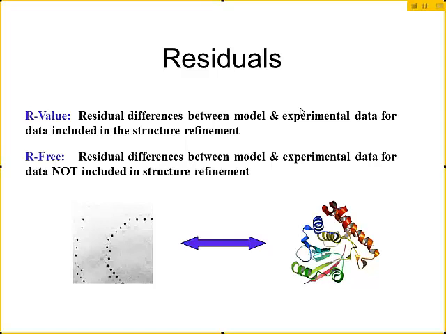And so what the experimentalist does at the beginning of the experiment, they will randomly pull out 5% of the data, and they will set it aside. And they will not use that, they will not target that in the minimization procedure.